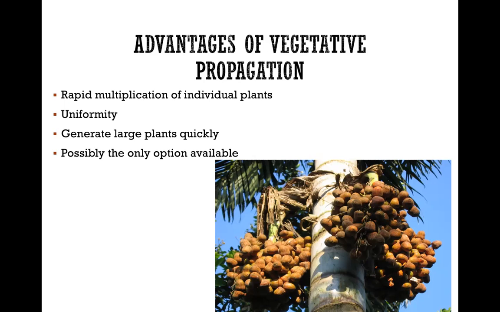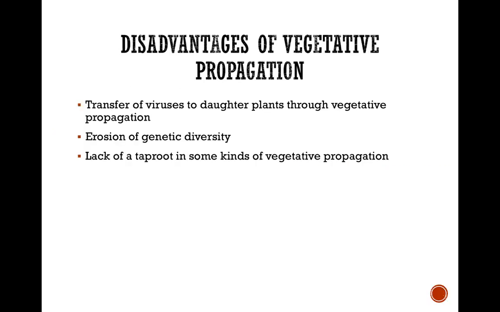Sometimes plants don't produce seeds that often, and even if they do, the seeds do not germinate well. So there are some challenges that some plants have, and or they're very slow growing. And so propagating vegetatively is really the best option.